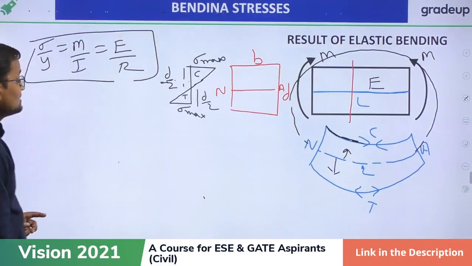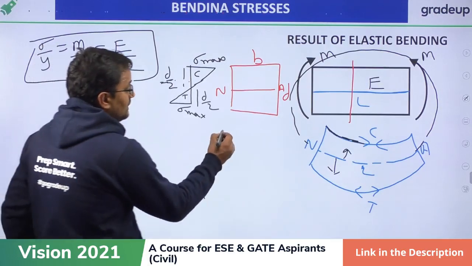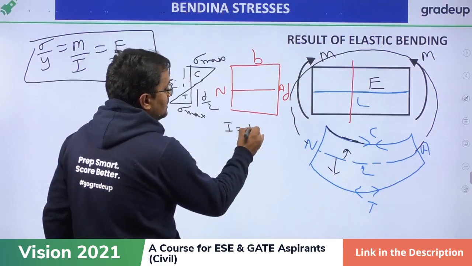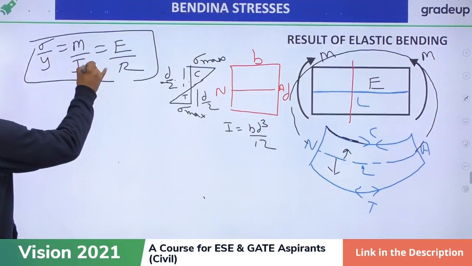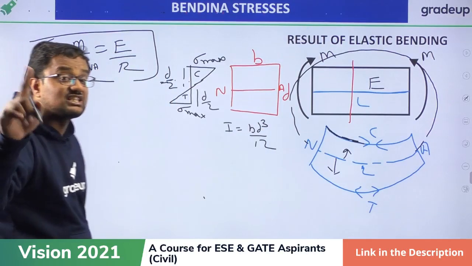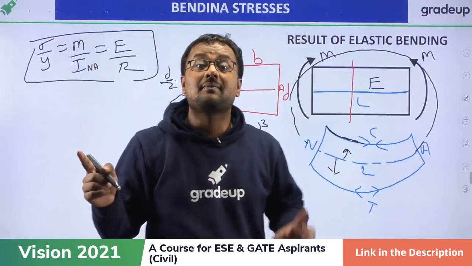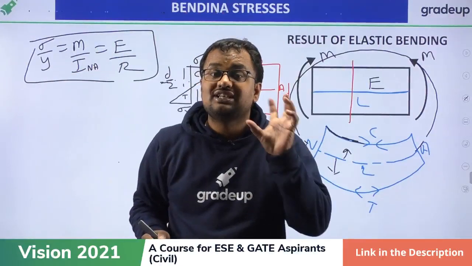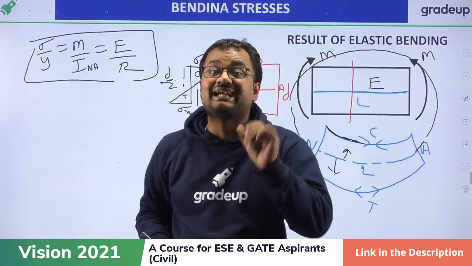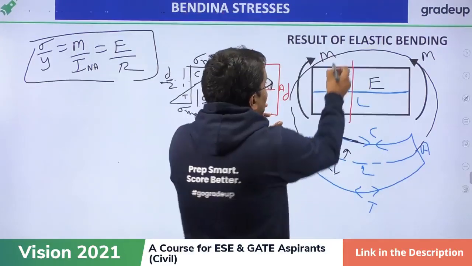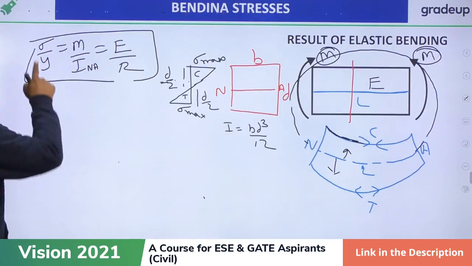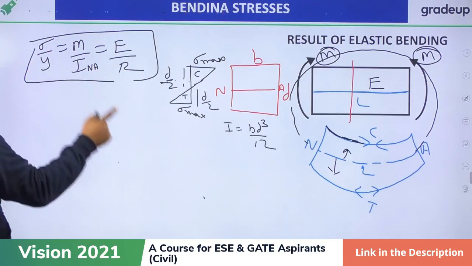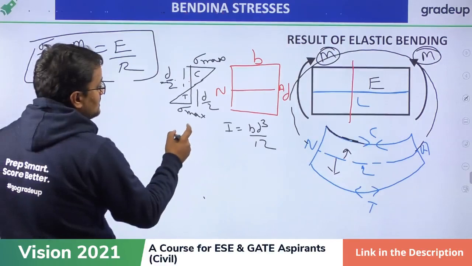My dear friends, I is the moment of inertia about the neutral axis. For rectangular, I is how much? BD cube by 12. Sigma is the stress, the bending stress. This sigma is not force by area. Force is not acting; these stresses are coming due to moment. Therefore, they are called bending stresses. And Y is the distance from the neutral axis.